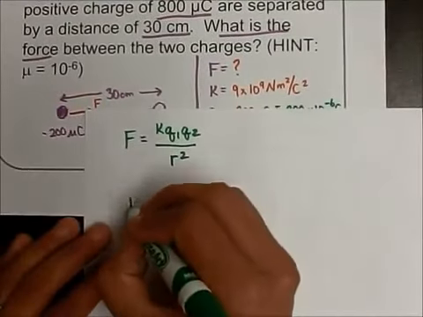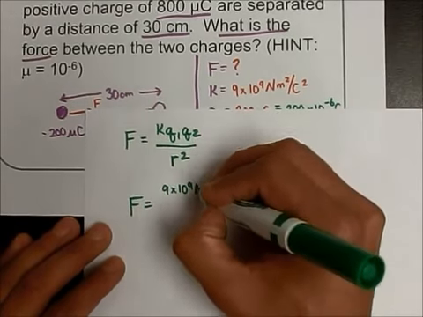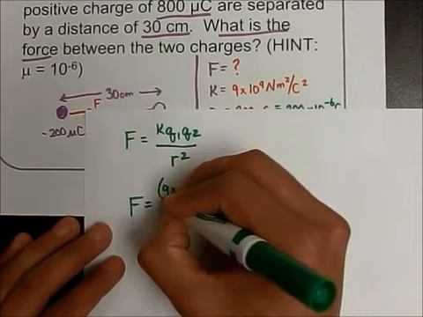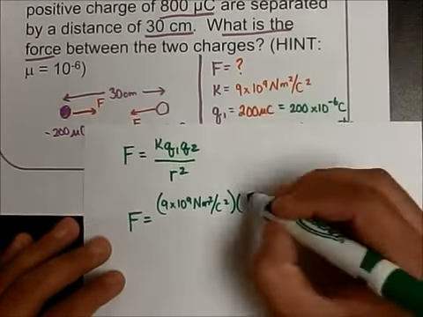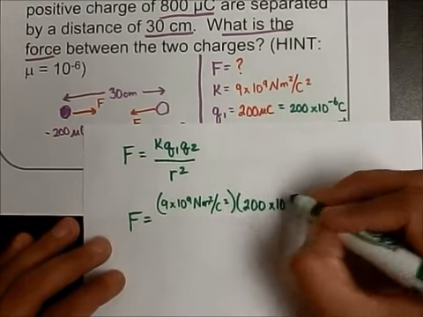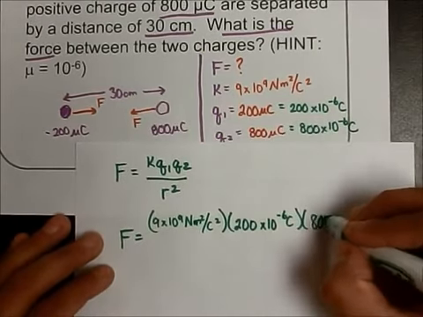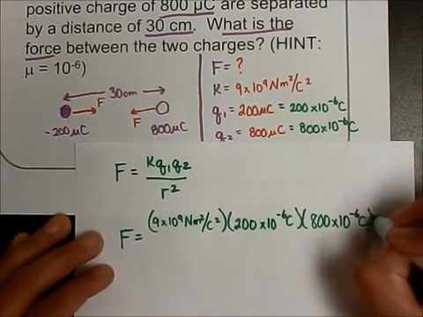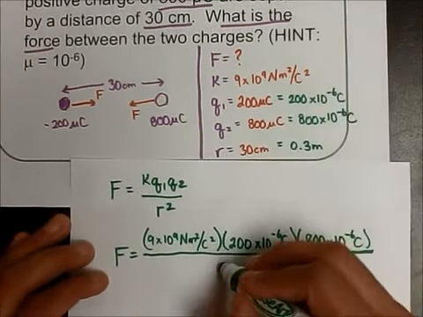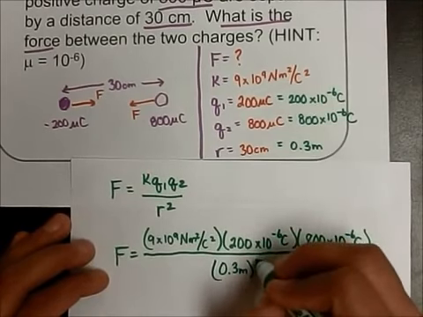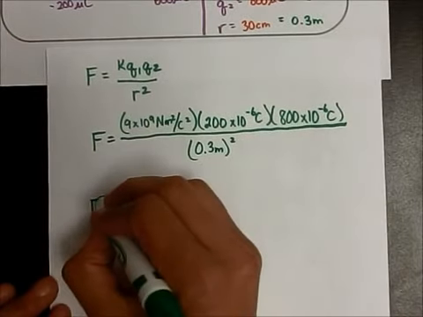Okay, here we go. F equals 9 times 10 to the ninth Newton meters squared per Coulomb squared, times charge 1, which we said was 200 microcoulombs, or 200 times 10 to the negative 6 coulombs, times charge 2, which was 800 microcoulombs, or 800 times 10 to the negative 6 coulombs, divided by the distance between them, which is 0.3 meters, squared. So we have this all set up. Pull out our calculator and solve.